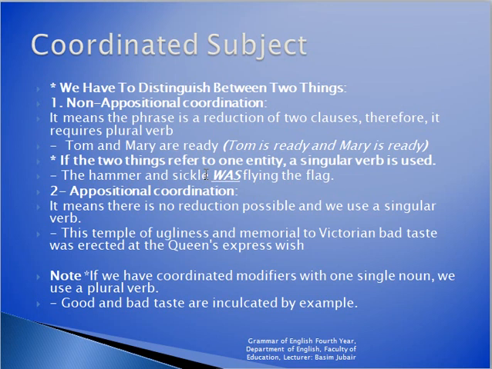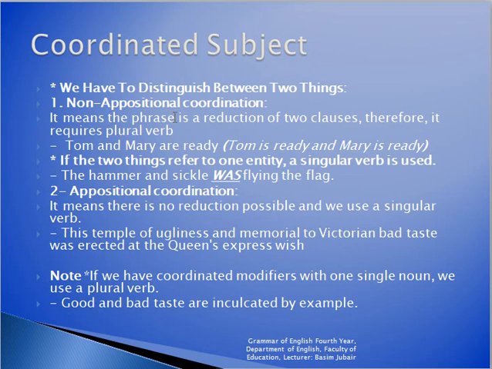They both refer to one entity. They are not two entities. They refer to one entity. And that's why we use "was," because they are representing one entity. This is number one, which is non-oppositional concord, coordination.